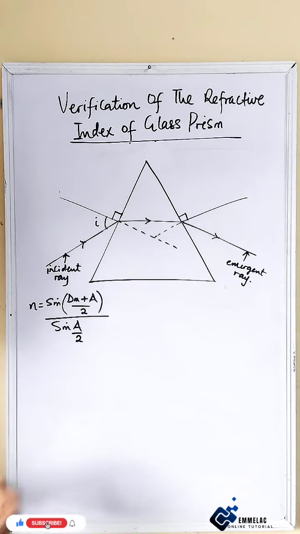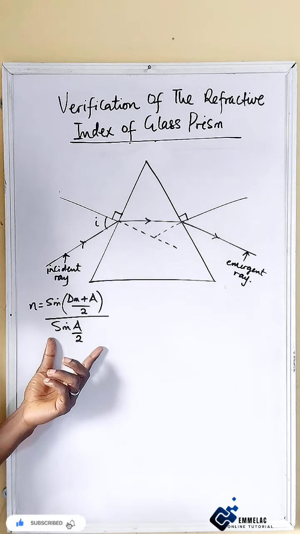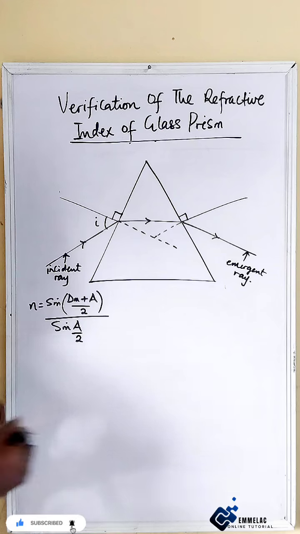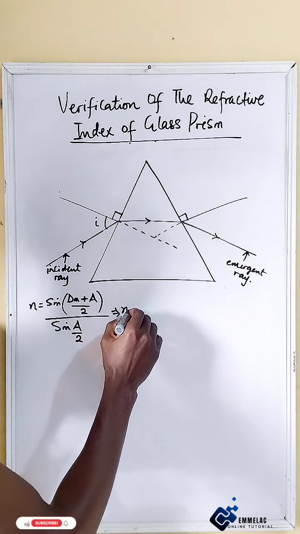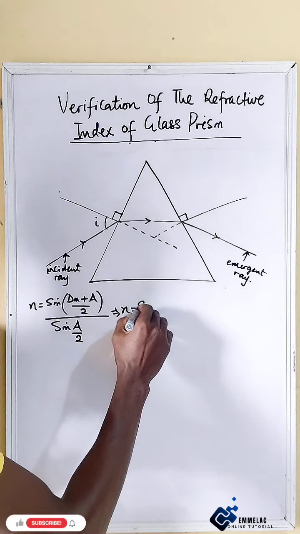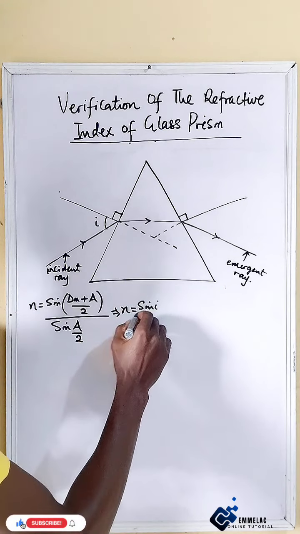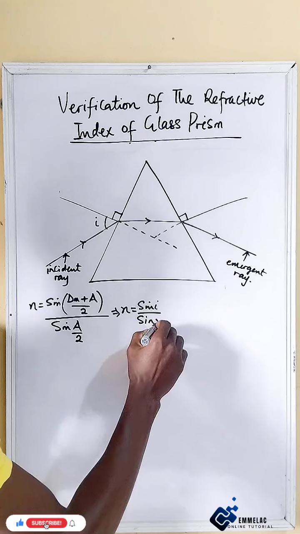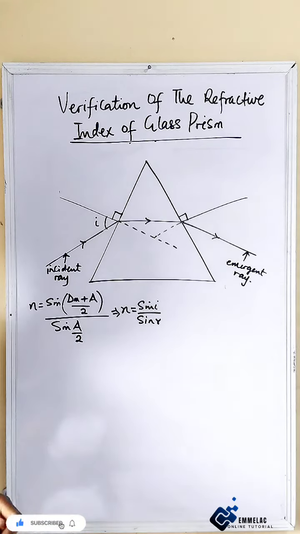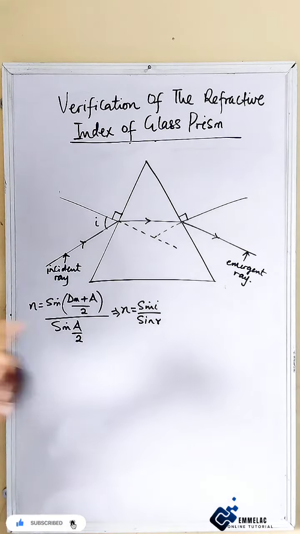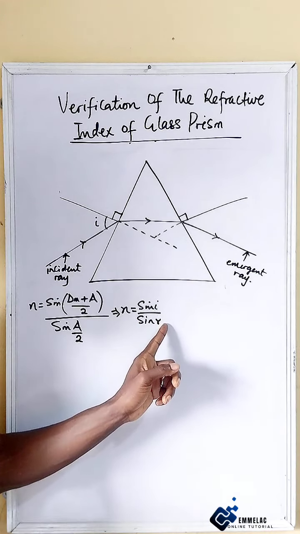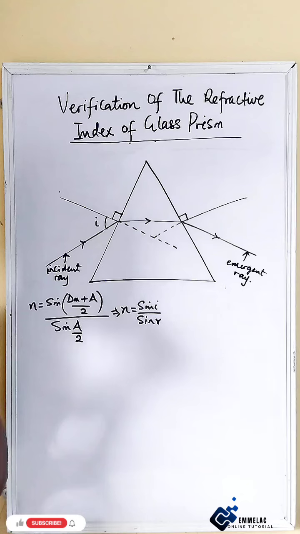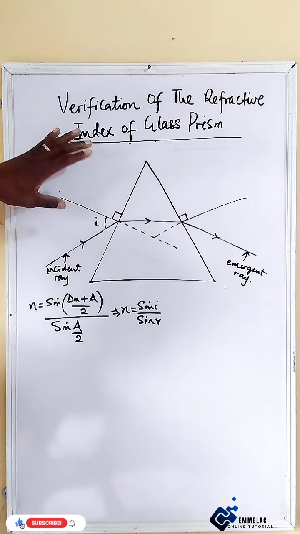Okay, now to bring this formula to its simplest form, it is just, according to Snell's law, that the refractive index equals sine i all over sine r. Now i is the angle of incidence and r is the refracted angle.